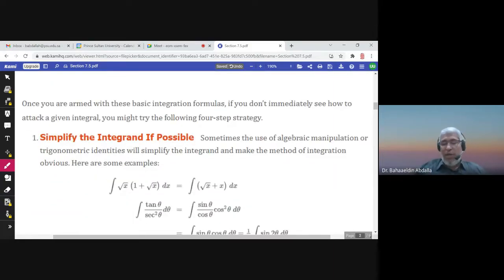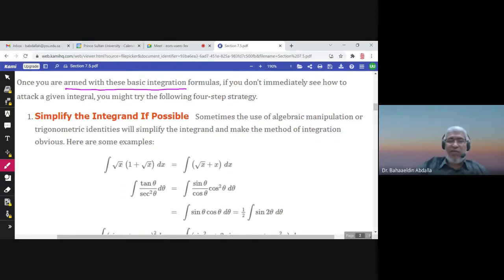Okay, now if you memorize all of these formulas and you are armed with these basic integration formulas, what to do when you have an integral? Notice that integration is not like differentiation. When you have a question to differentiate, you can immediately know how to differentiate the function. But here it is not sometimes easy to find the integral. You need to think, you need to have a strategy to solve a question about integral.